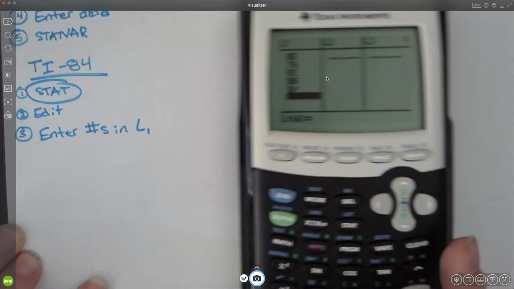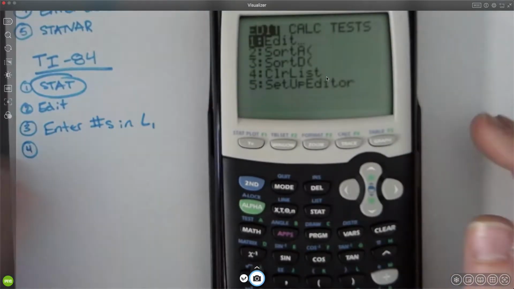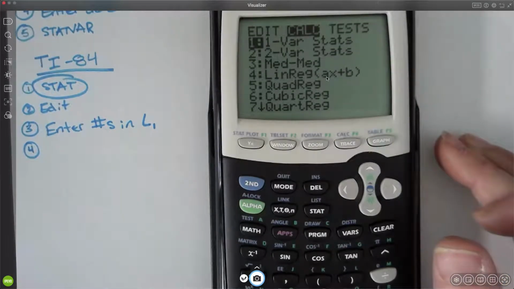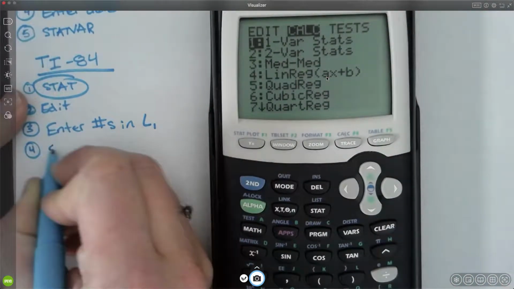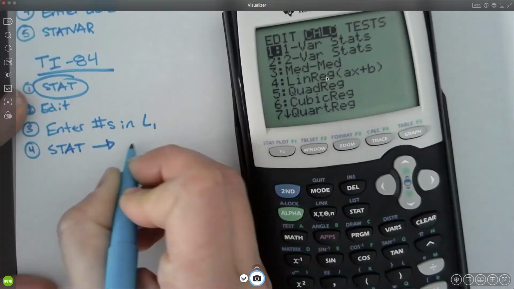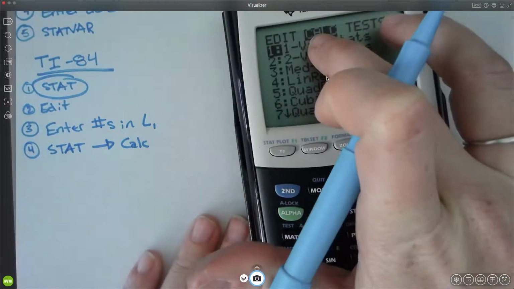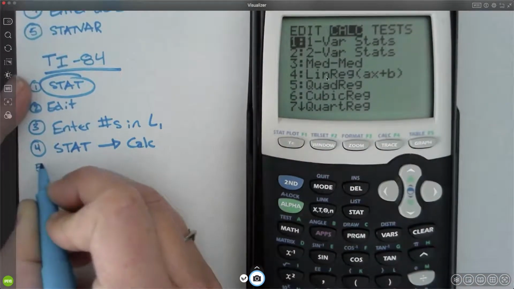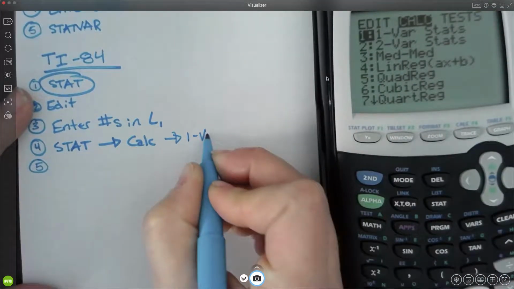Now the next thing you're going to do, step 4. You're going to hit that stat button again, but instead of going stat edit, you're going to go stat calc. This is the same steps that we did to go to linear regression, Tori, remember, and trig. But instead of going to linear regression, you're going to go to one variable stats, which is already highlighted. So you hit the stat button again, and go over to calc. I hit the over key here to go from edit over to calc. I'll do it in the same steps. One variable stats.